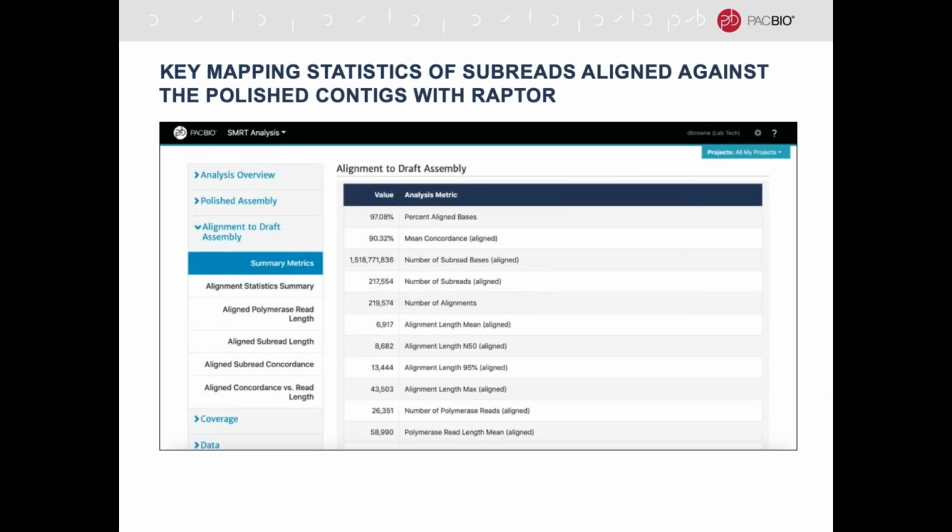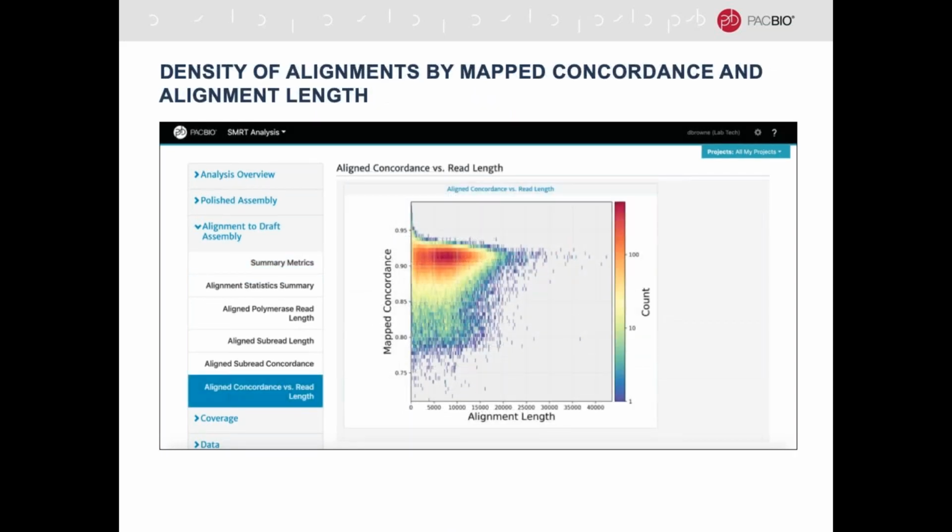So you can also look at the alignment to the draft assembly. This is just prior to the polishing, and you can see that 97% of the bases aligned back to the draft assembly with a mean concordance of 90%, alignment length N50, 8 kb. But all of those metrics, I think, are also very nicely encapsulated visually in this plot here, alignment concordance versus read length. And so you can see on the y-axis is the map concordance, on the x-axis is the alignment length, and then on the z-axis is the count of the number of reads in each one of those XY buckets.